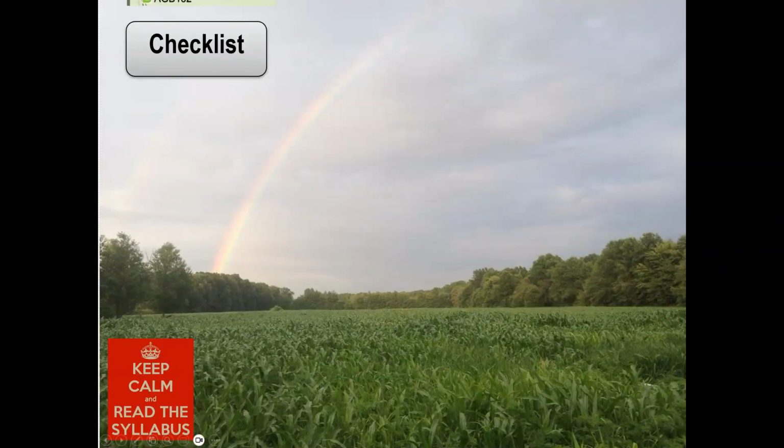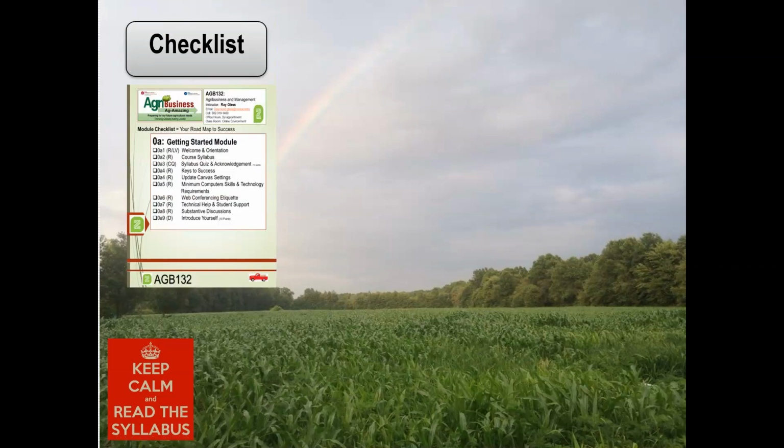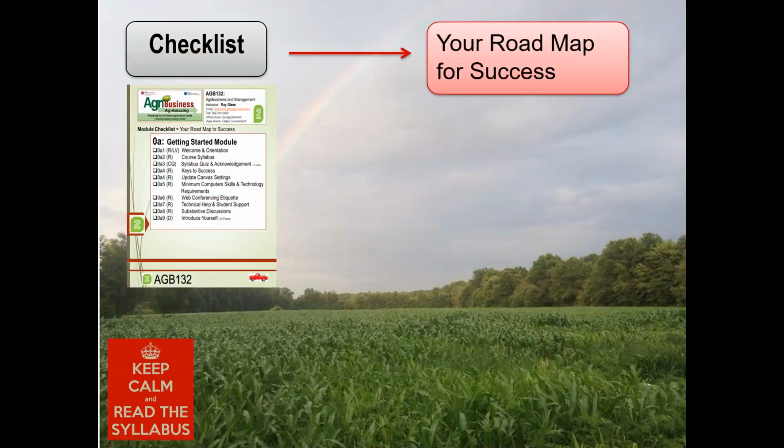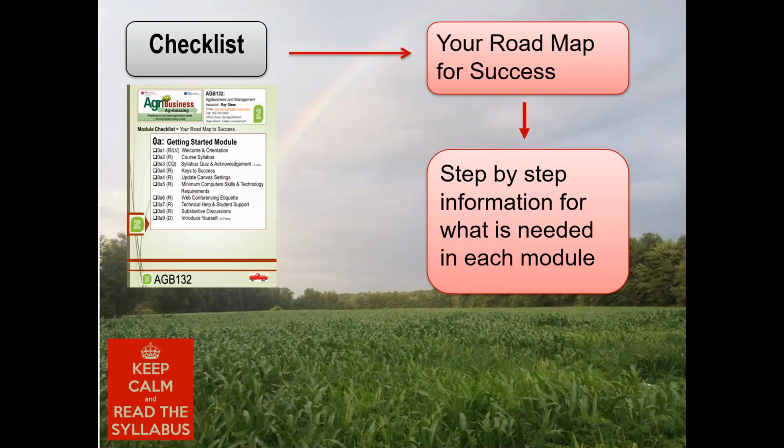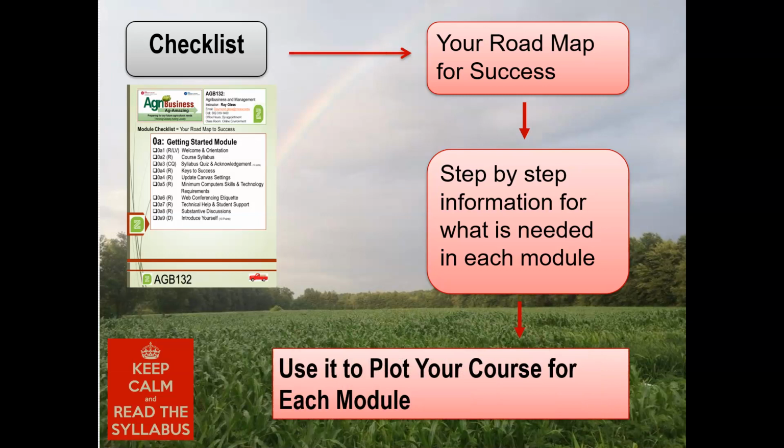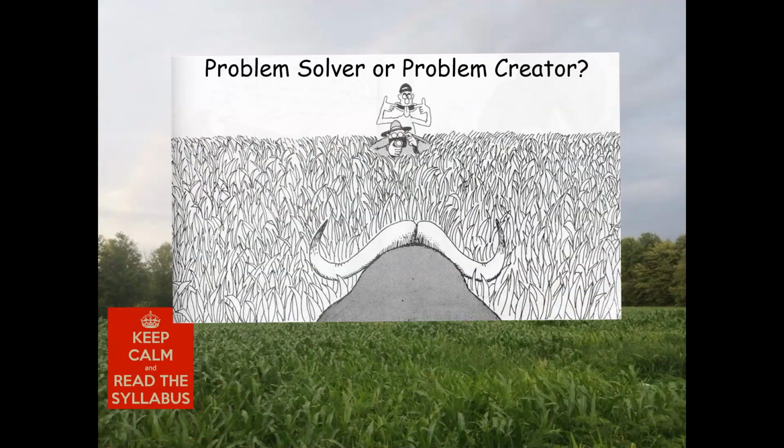Again, looking at the checklist, we give you a checklist every module. Remember, it's a roadmap for success, and that's the idea behind that checklist. You can follow the step-by-step information for what is needed in each module, and with that you plot your course for each module. That gives you the opportunity to plot what you have to get done. Kind of a snapshot in time.